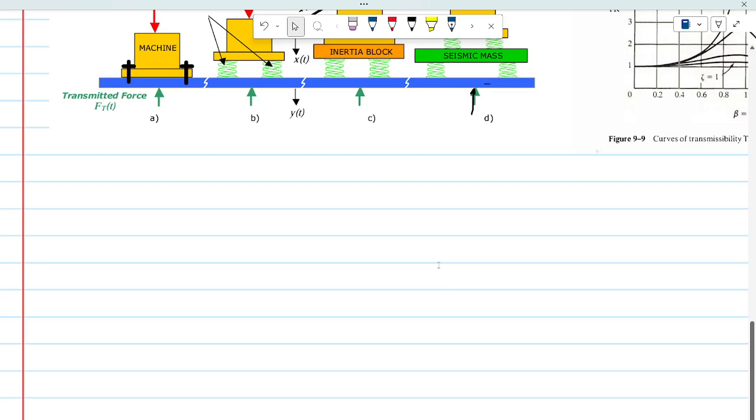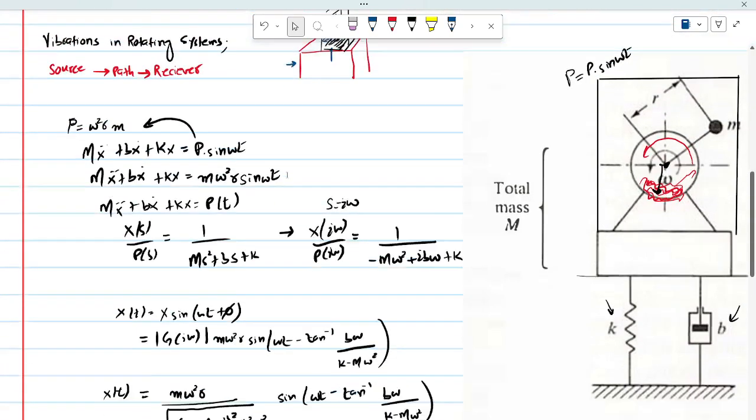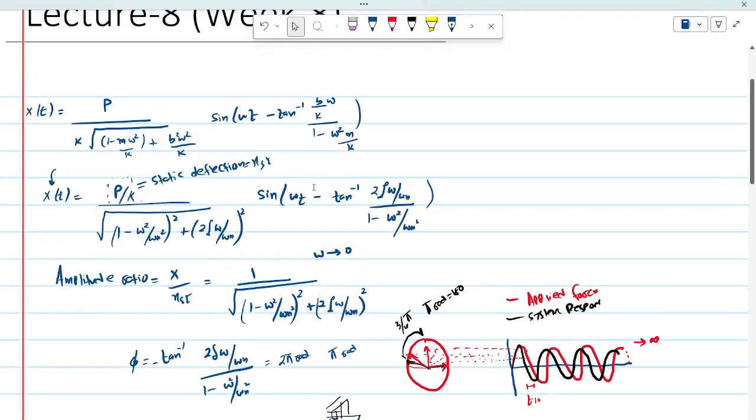Now the next topic is transmissibility. So we have so far studied how we can determine the steady state response of a system when it is subjected to sinusoidal excitation or any harmonic excitation, and based on that we found certain criteria by which we evaluate the steady state response of a system, that is amplitude ratio and phase angle.